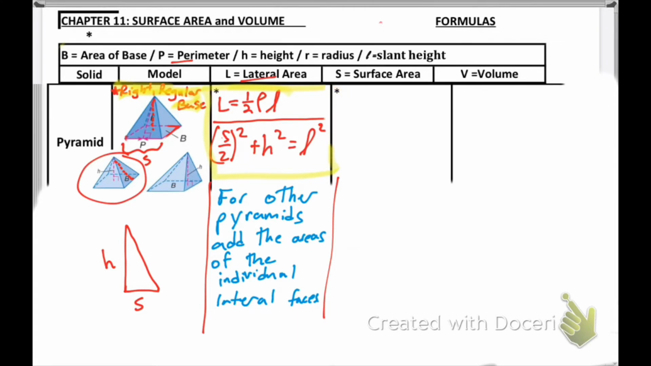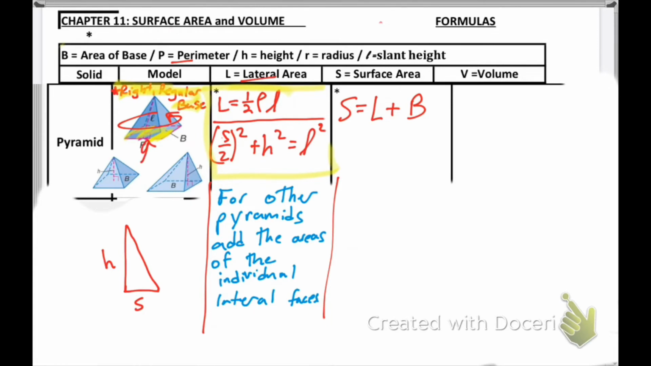Now how do I calculate the total surface area? My formula to calculate the total surface area, so the total area of every single surface, including the base, is that surface area S is equal to the lateral surface area plus the area of the base. So I calculate the lateral surface area, add it to the area of the base, and I get the total surface area.